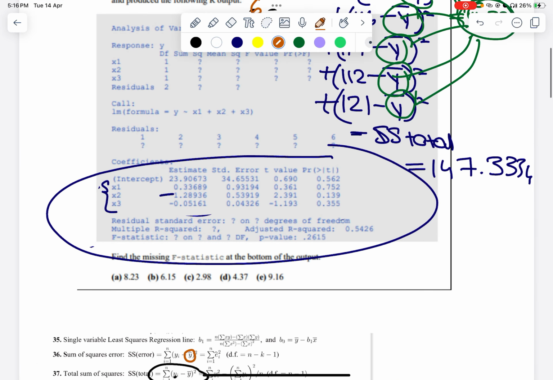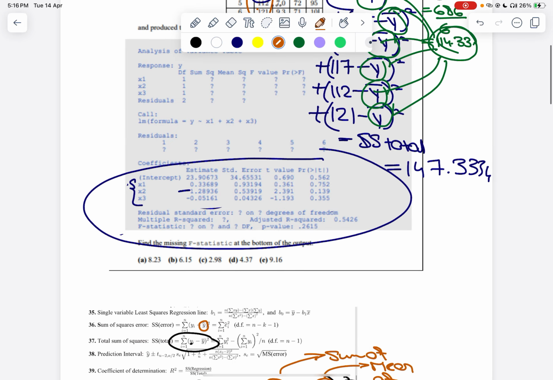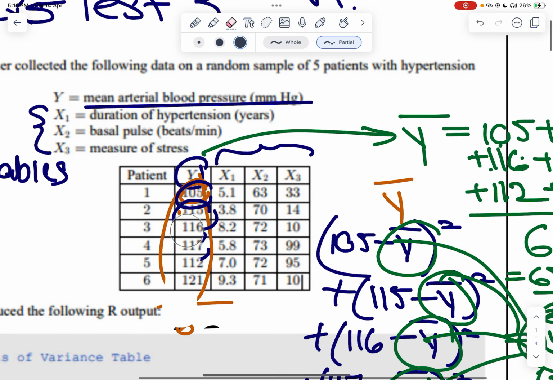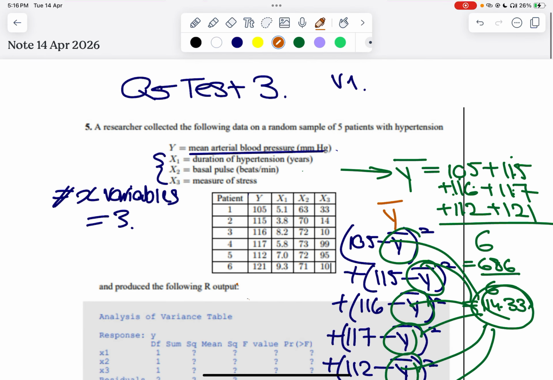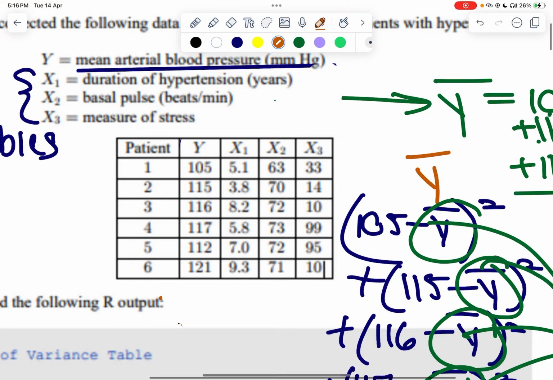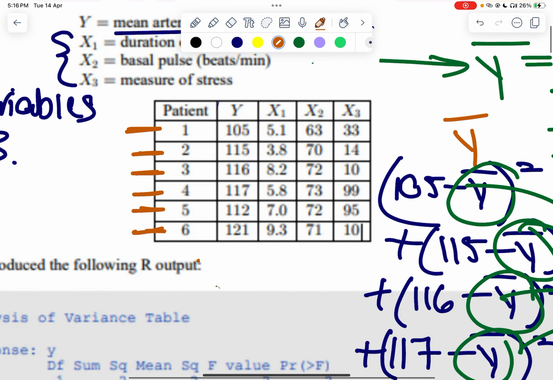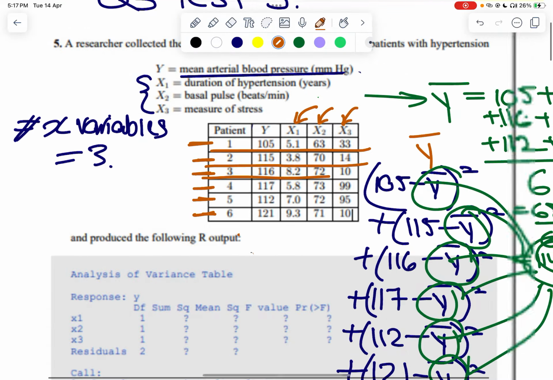All right, so this is part two. So how do we find our y hat? So I'm just gonna erase this for now. We're gonna have to find six y hats, and this is why this process is very tedious. We have to find y hat for patient one, patient two, patient three, patient four, patient five, and patient six. So we're just gonna plug these values into our equation for each patient.